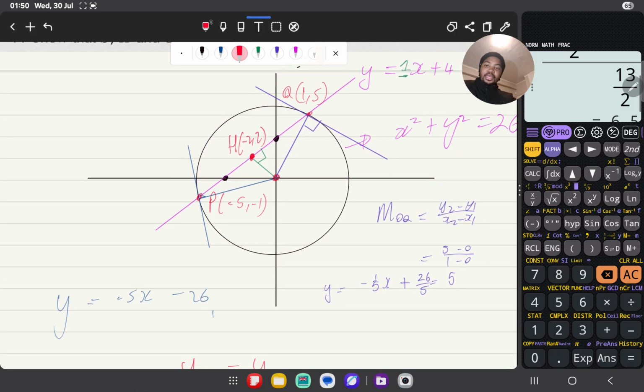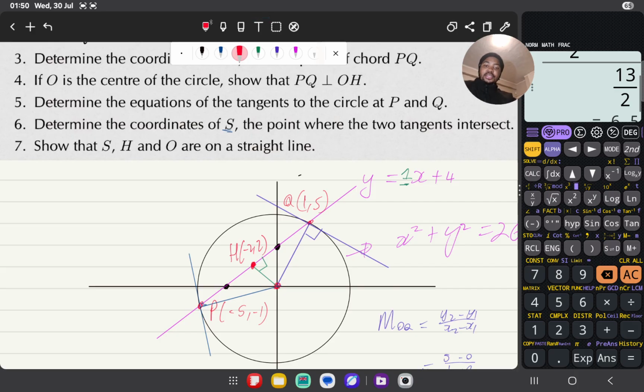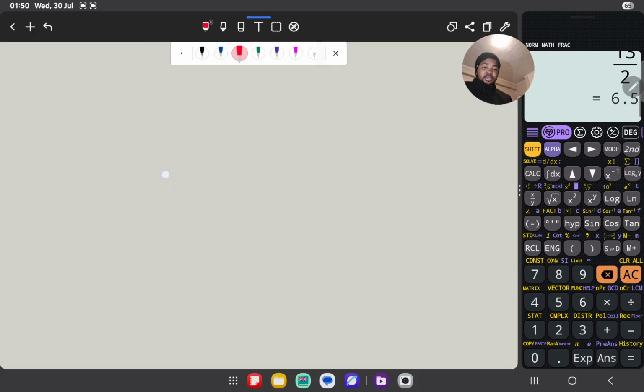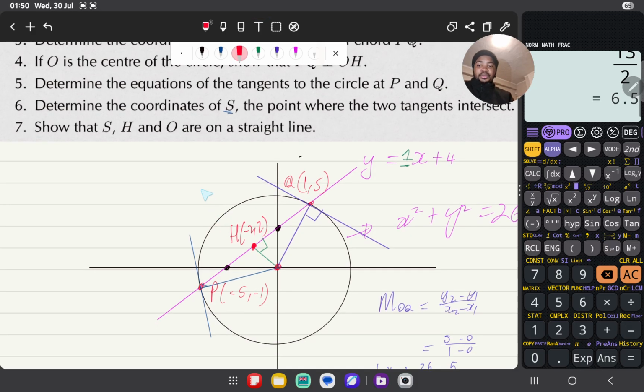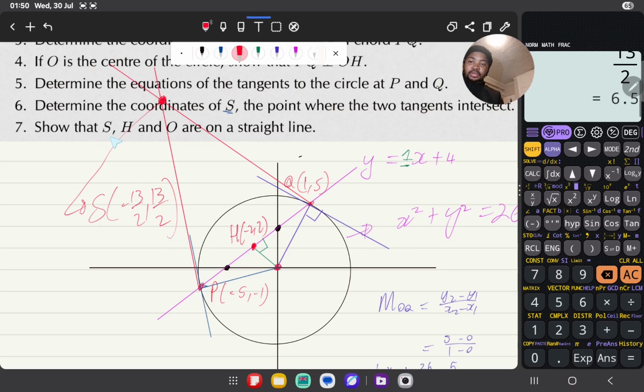Then the question says show that S, this point H, and O are on a straight line. So this tangent line continues, and that point is going to be point S, which is minus 13 over 2 and 13 over 2.